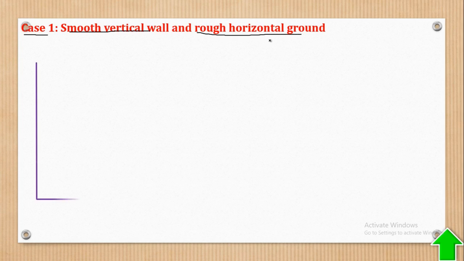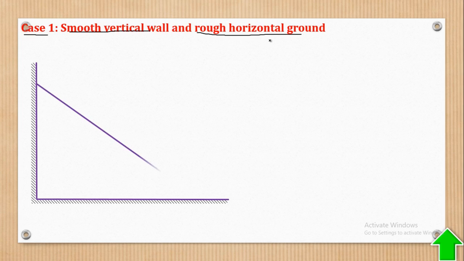So what does that mean? So let's first draw those walls, the vertical and the horizontal. Then next we shall draw a ladder which rests on both, inclined at an angle theta to the horizontal. So AB is our ladder.